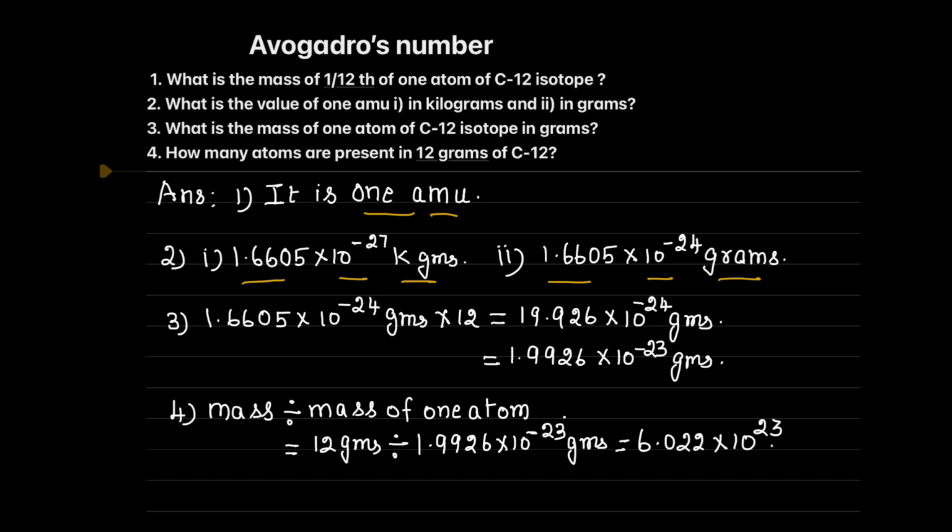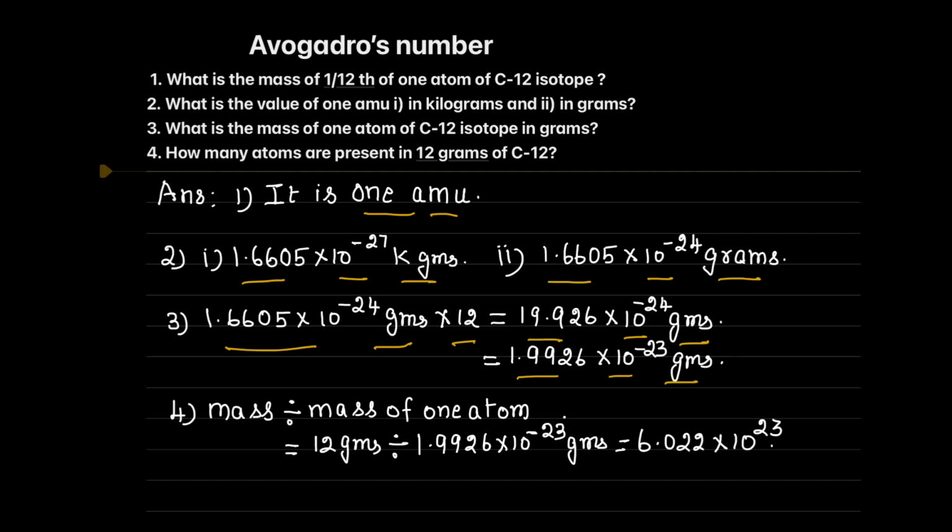Question number 3: what is the mass of one atom of C12 isotope in grams? Answer: it is equal to 1.6605 into 10 raised to the power of minus 24 grams into 12, which gives the answer 19.926 into 10 raised to the power of minus 24 grams, which can also be written as 1.9926 into 10 raised to the power of minus 23 grams.